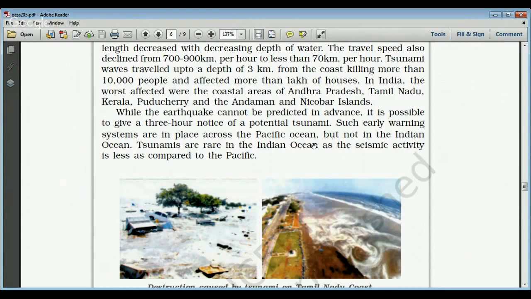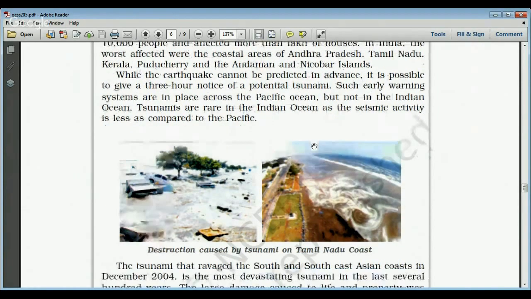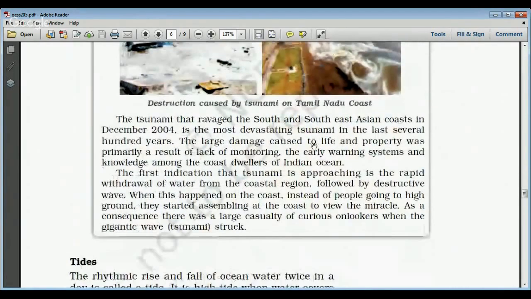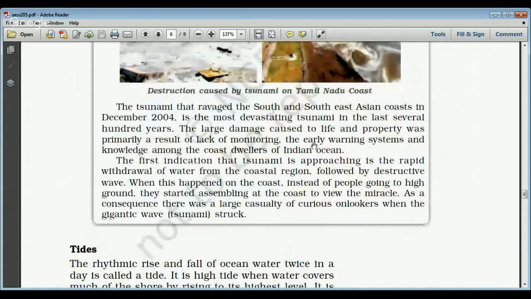But still, India has installed many tsunami measuring instruments and various other types of instruments in the Indian Ocean to give a warning to the nearby coastal areas, so that the areas can be evacuated during these types of natural disasters. And these are some of the details written.